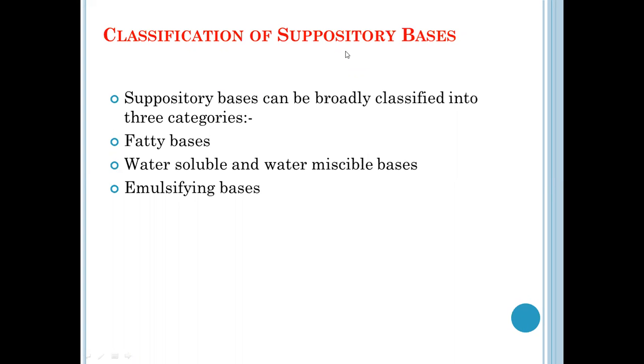Then the last one is emulsifying bases. Examples of emulsifying bases are Massa Esterinum, Masupol, and Witepsol. These are used as emulsifying agents in the preparation of suppositories. Witepsol is a triglyceride obtained from vegetable sources, and it is used as an emulsifying agent during the preparation of suppositories.